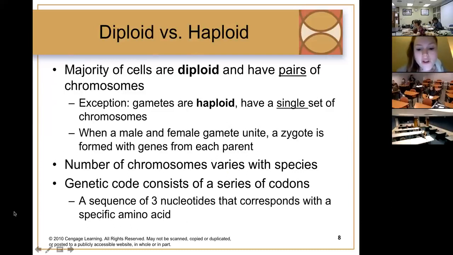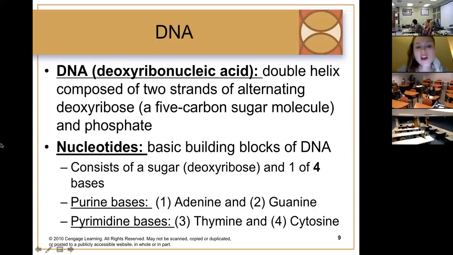So the genetic code consists of a series of codons, and a codon is basically just a sequence of 3 nucleotides, which I'll explain in a little bit, that corresponds with a specific amino acid. DNA is really, really important. That's what all of our genes are made up of. All of the chromosomes essentially are made up of DNA. And that's what codes for pretty much everything about us.